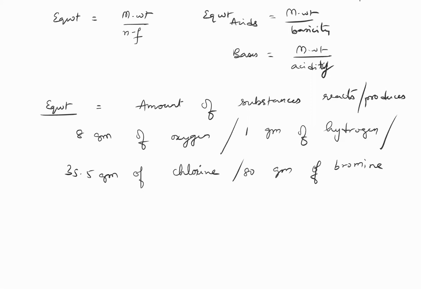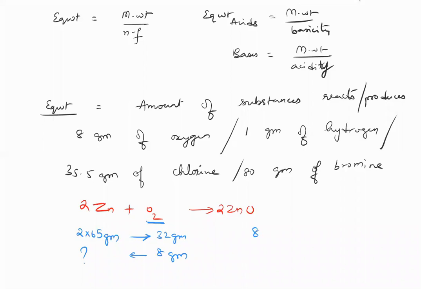So according to these definitions, I'll just do one example. If I have zinc plus oxygen gives ZnO. According to your balanced equation, this is your reaction. So you have 2 into 65 grams of zinc reacting with 32 grams of oxygen. So with 8 grams, how much is reacting? The calculation would be 8 into 2 into 65 divided by 32. So the answer is 65 by 2. That's your equivalent weight.